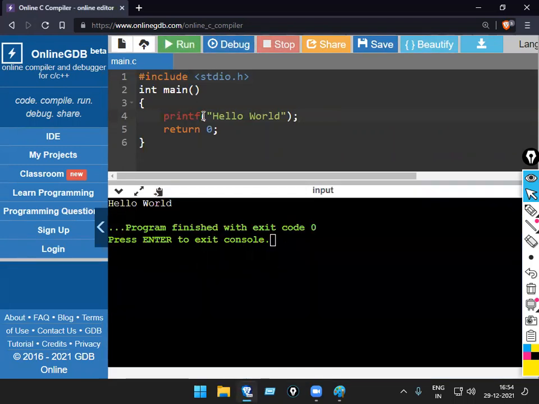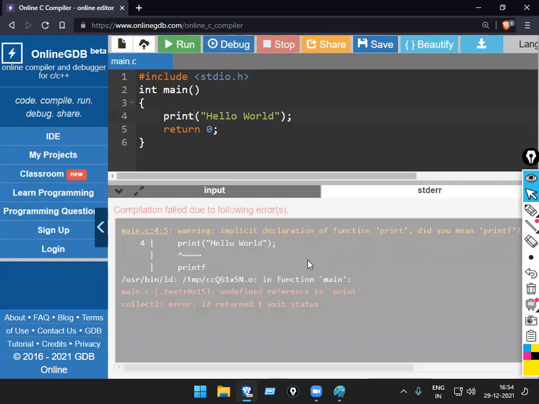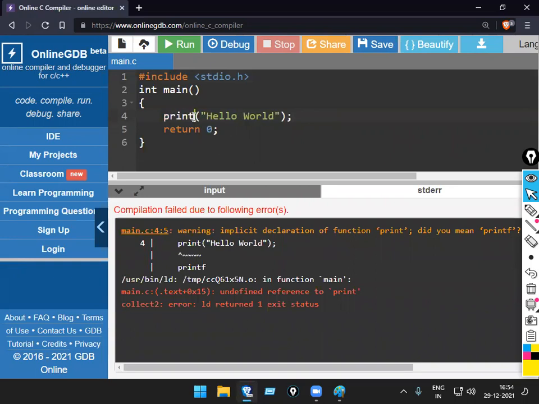Then I can't write print. I have to write the word printf. If I write print, it will not work. Compulsorily, you have to follow the syntax rule. In the C language, I have to use printf to display something on the screen.